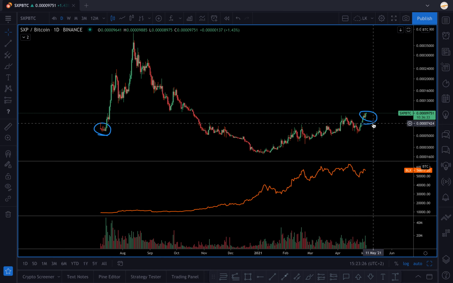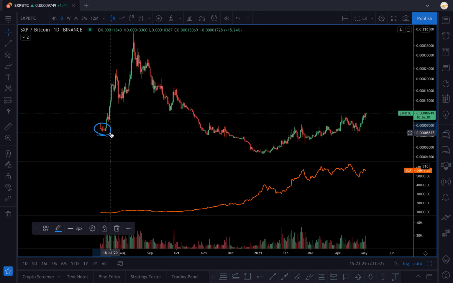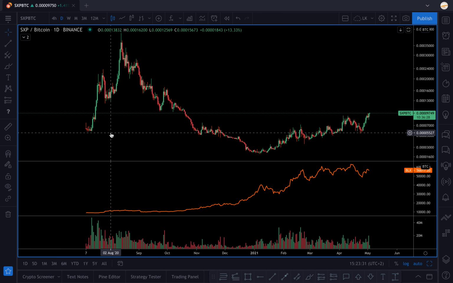So what we can use those Bitcoin ratios for is to make more money by making more Bitcoin when it's in the bull market.